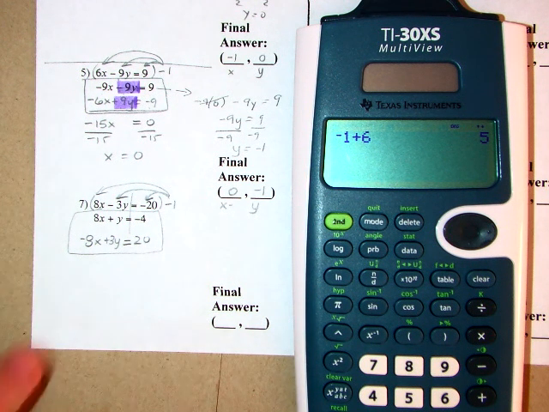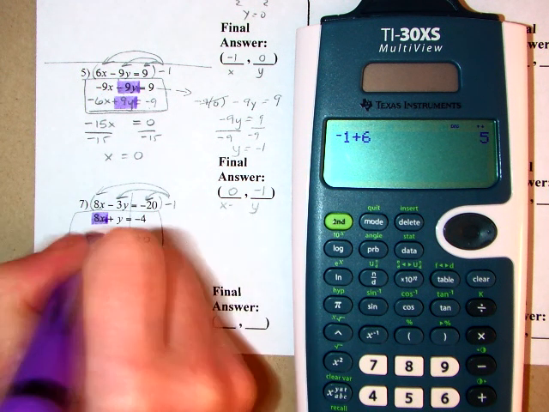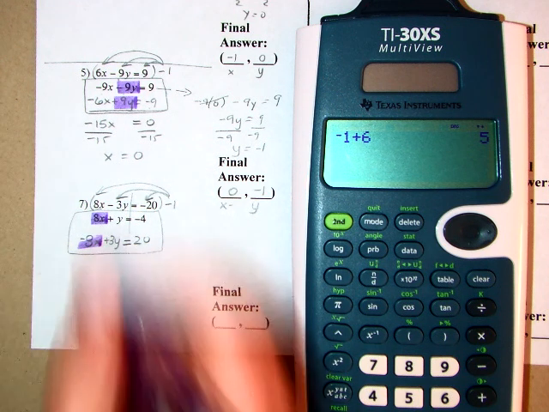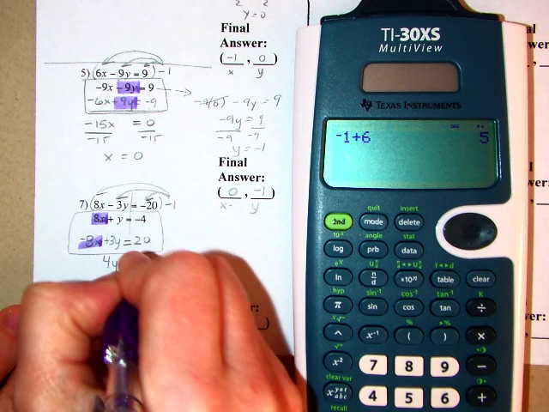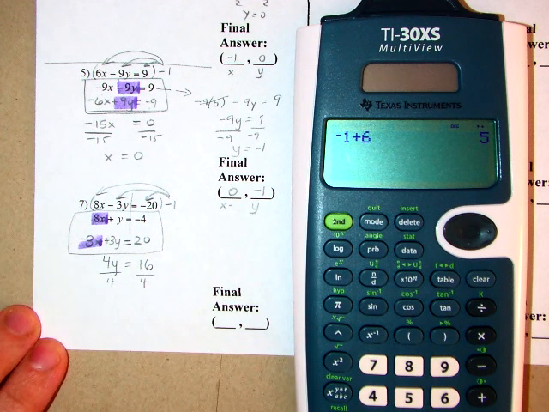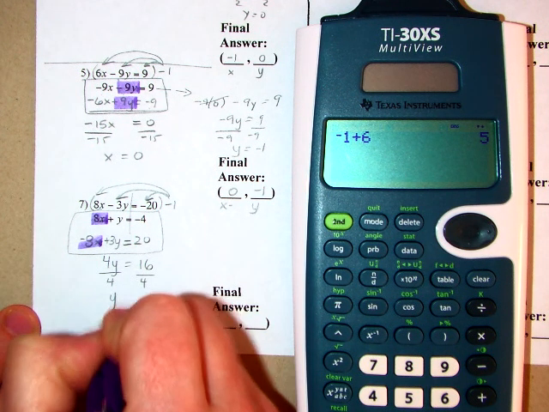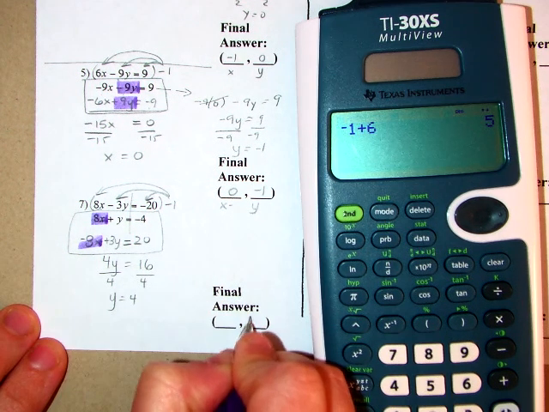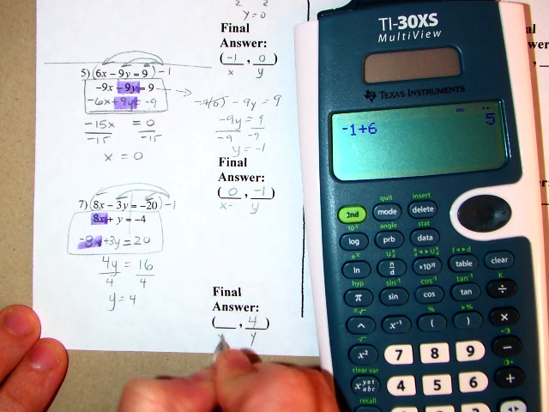Now notice I have opposites, 8x and negative 8x, which then I can add vertically. 4y is equal to 16. Divide both sides by 4, and I get y is equal to 4. So my y value is 4.